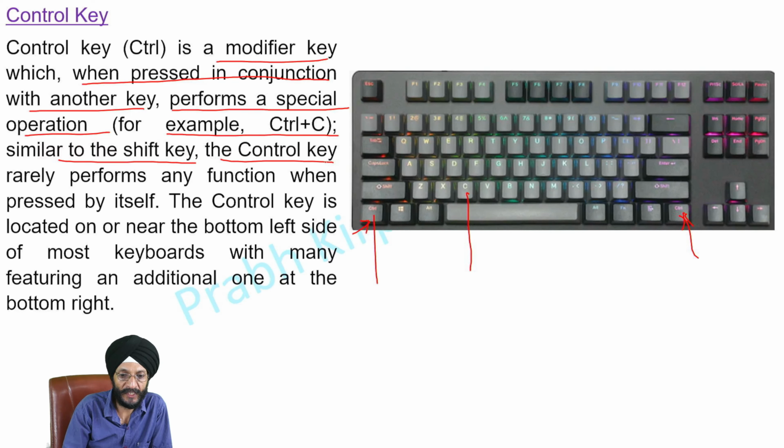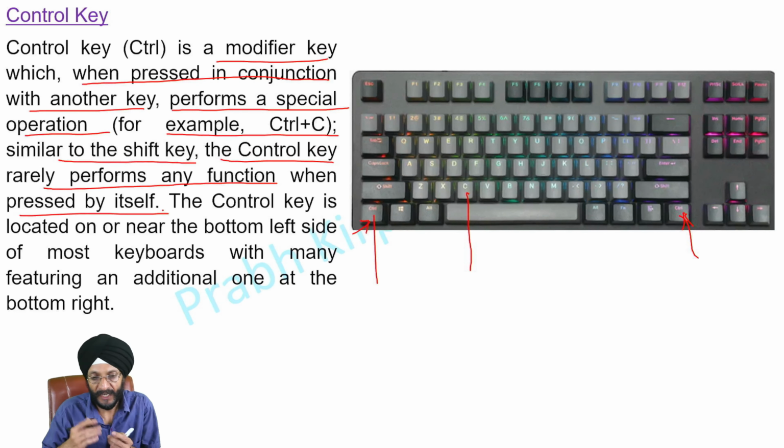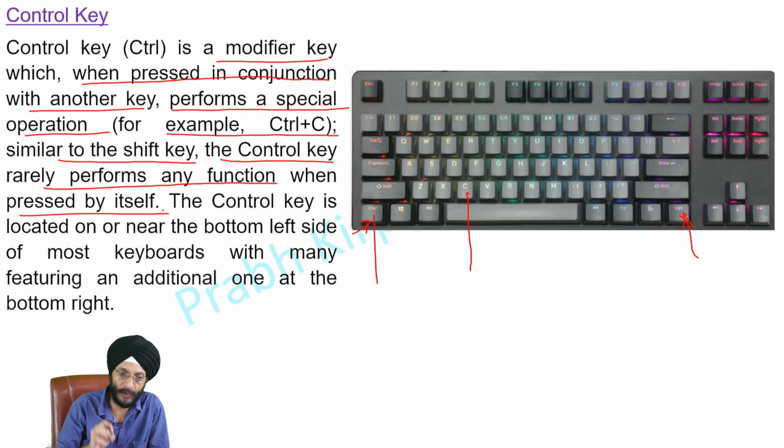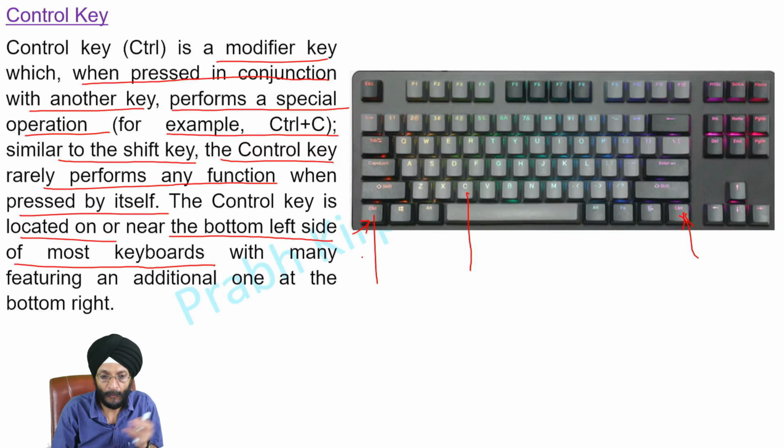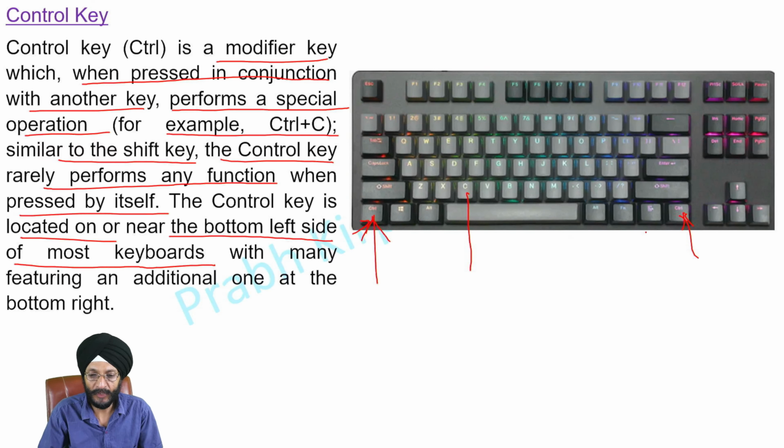Similar to the shift key, the control key rarely performs any function when pressed by itself. It means that the control key normally does not perform any function if we press only the control key. The control key is located on or near the bottom left side of most keyboards. Here you can see that it is located on the left side, and in many other keyboards there is also another control key which is present on the bottom right. You can see here that this is the other key.